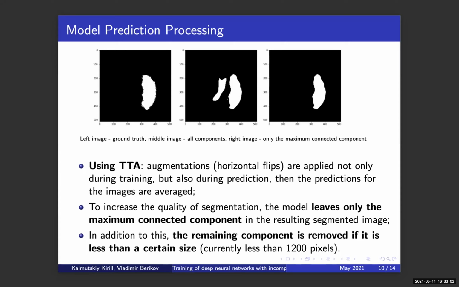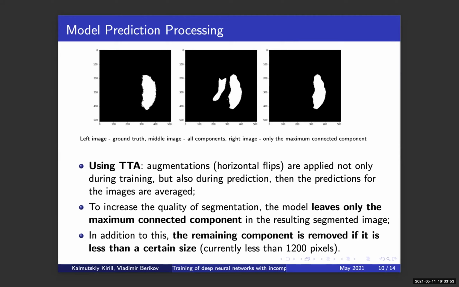And also, to increase the quality of segmentation, we leave only one maximum connected component in the resulting segmented image. We can do this due to the fact that there is always, not always, but in many cases, only one area of stroke. Sometimes it could be two, but the doctor will check the image manually anyway, and he will find the second center of stroke too. But by using this technique, we can decrease the number of false positive predictions and increase the quality of segmentation.